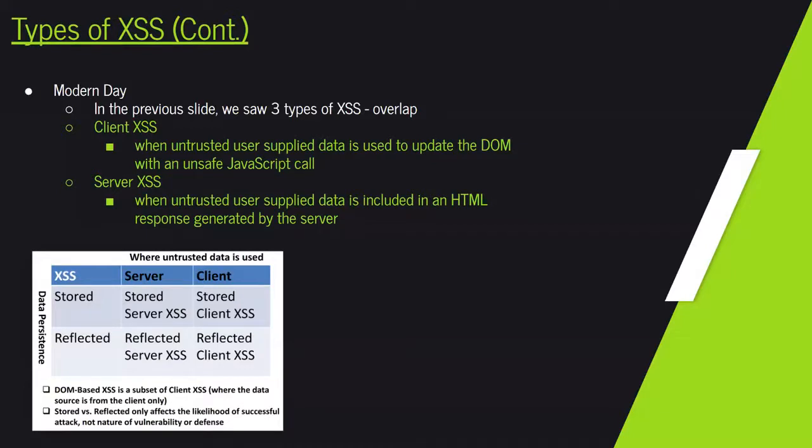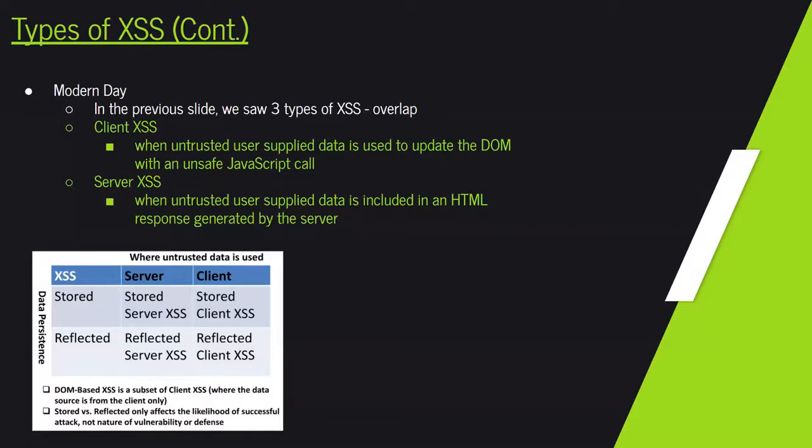So now, for years, most people thought that stored, reflected, and DOM were the three main types of cross-site scripting. But in reality, they actually do overlap. So you can have both a stored and reflective DOM-based cross-site scripting attack. And you could also have a stored and reflected non-DOM-based cross-site scripting attack as well.